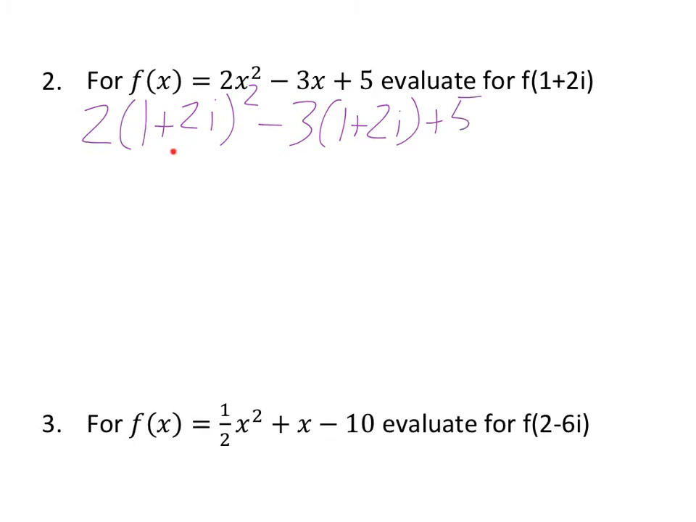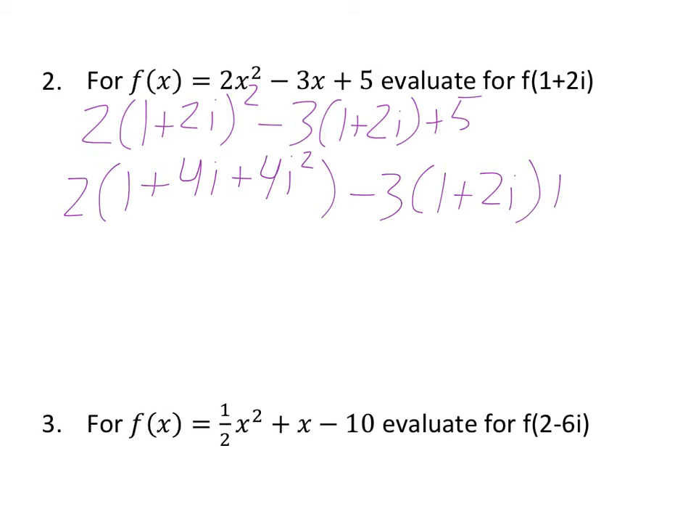This here, we're going to have to FOIL that out, or use binomial expansion, which would give us the 2 out front, 1 plus 4i plus 4i squared, minus that 3 times the 1 plus 2i plus that 5.